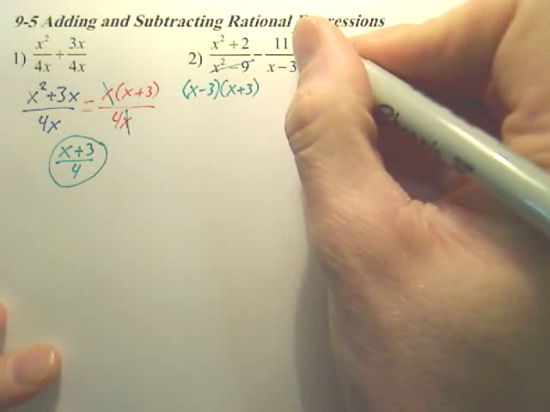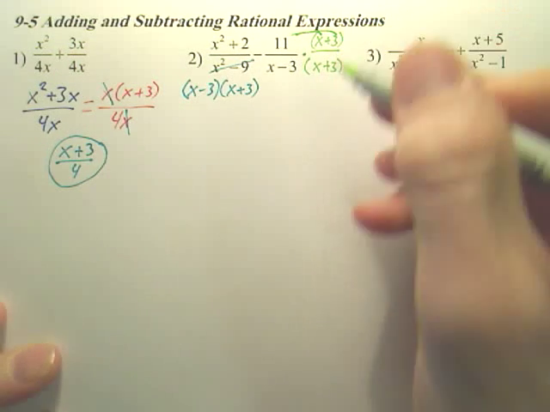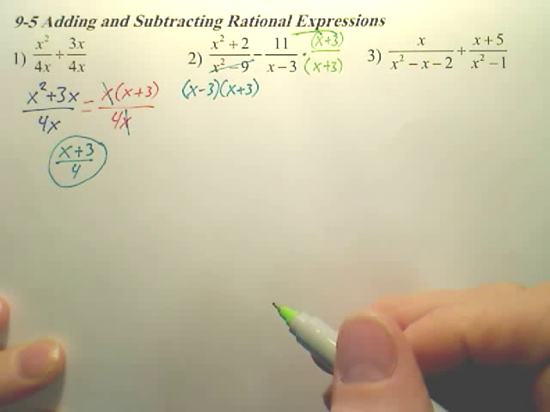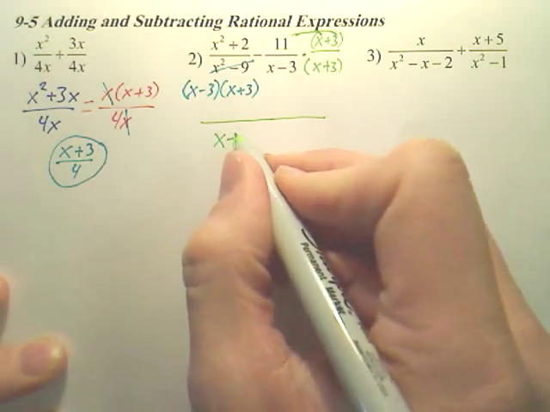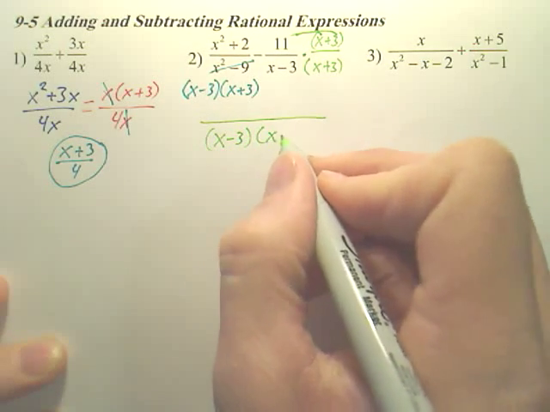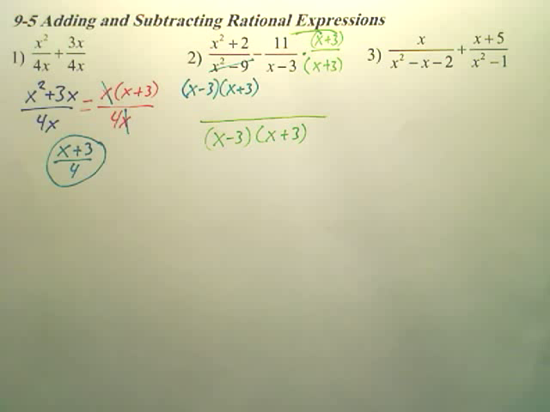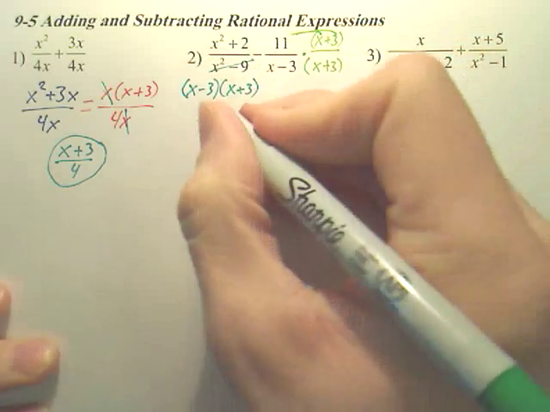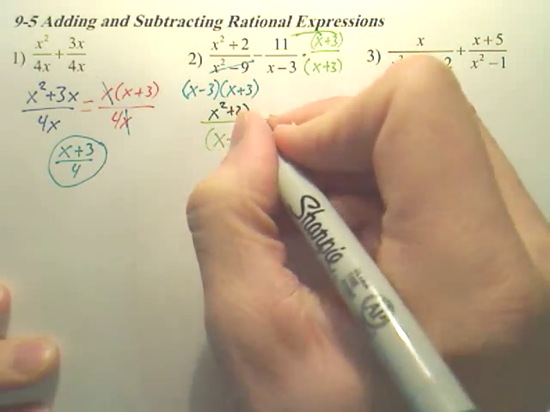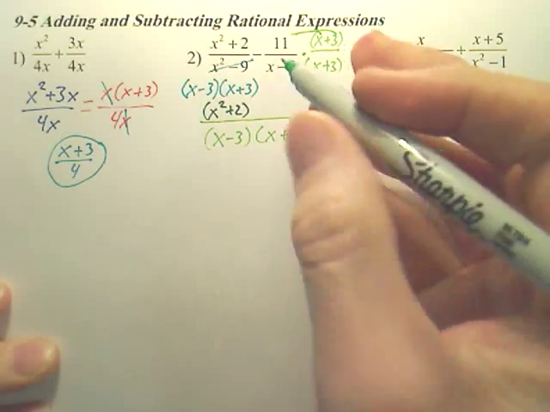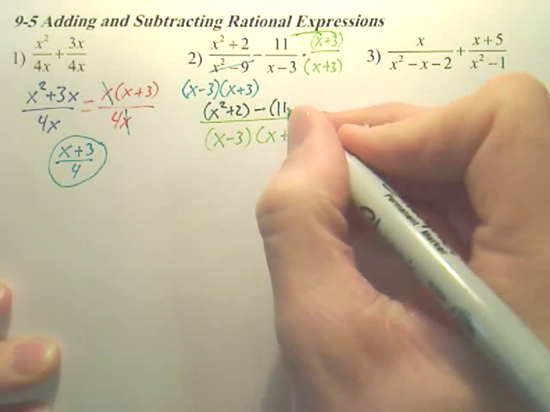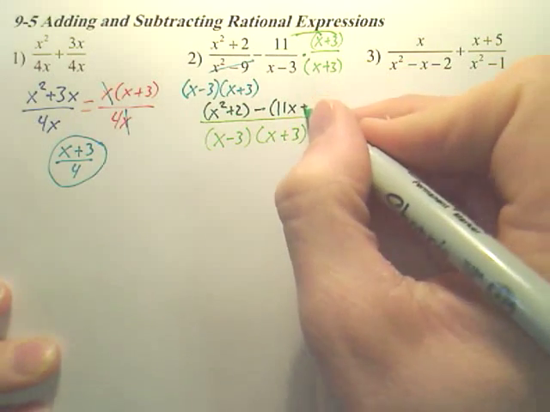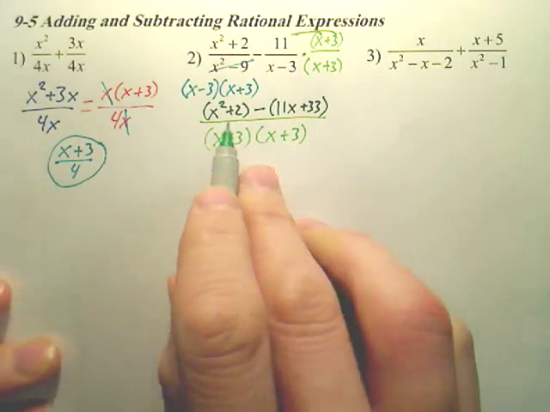When I do that, do you understand this 11 is going to multiply to both pieces? So here's what you get. You're going to have x minus 3, x plus 3. That's the bottom. For the top, don't you have this x squared plus 2? And for this one, aren't you going to have this 11 multiplied through? So this is going to be 11x, and 11 times 3 is 33. You guys okay with that?